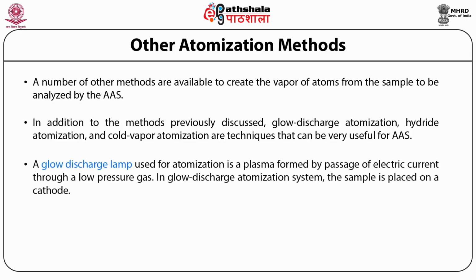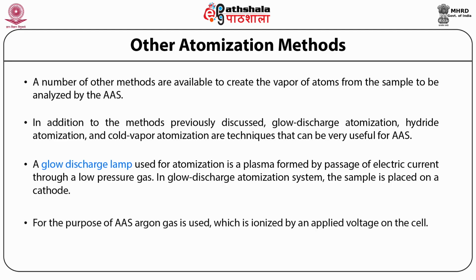A glow discharge lamp used for atomization is a plasma formed by passage of electric current through a low pressure gas. In the glow discharge atomization system, the sample is placed on a cathode. For the purpose of atomic absorption spectrometry, argon gas is used, which is ionized by an applied voltage on the cell.